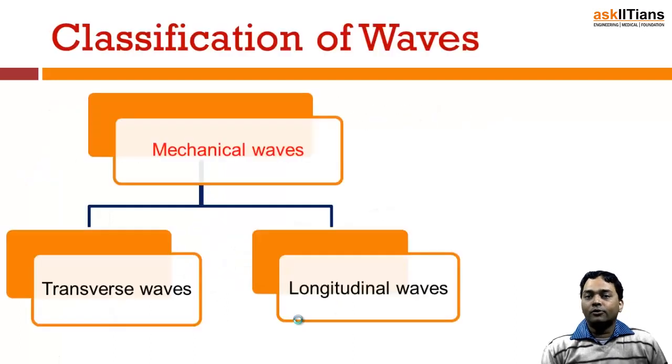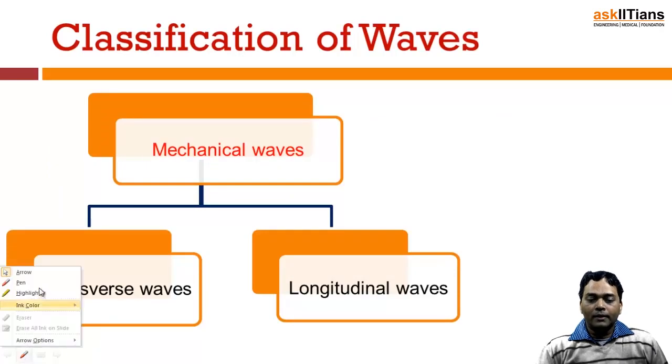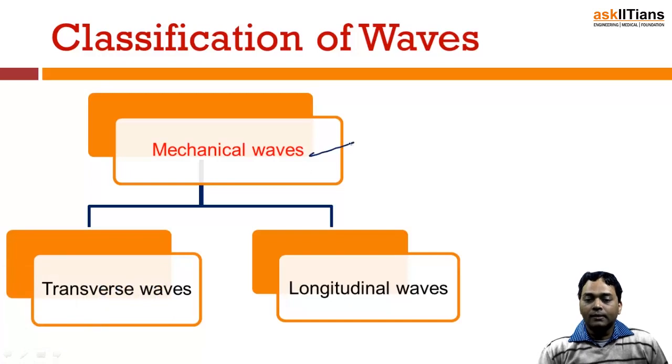Now how exactly are we going to classify them? Broadly speaking, we will be classifying the waves into two parts. That is, we are talking about mechanical waves. Mechanical waves means those which need a material medium. Broadly speaking, if we are not talking about the electromagnetic waves to be precise, we can differentiate between transverse waves and longitudinal waves.